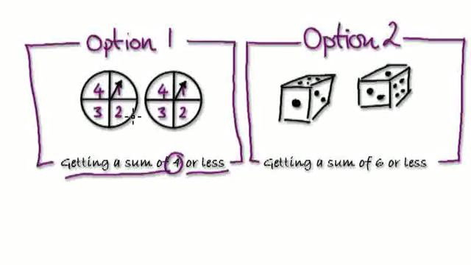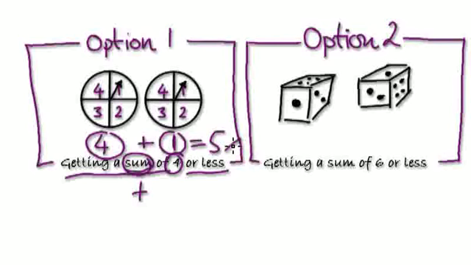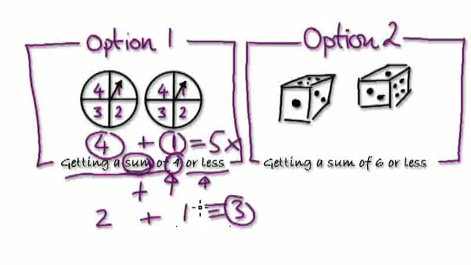Okay, so basically you would add up the two numbers. So for example, 4 plus 1 over here. So sum means adding the two together. Well, if you add the two together, it comes to 5. So that's not a good outcome because you've got to get 4 or less. Okay, so for example, if you get a 2 over here and a 1 over here, add the two together, that gives you 3. Well, 3 is less than 4.